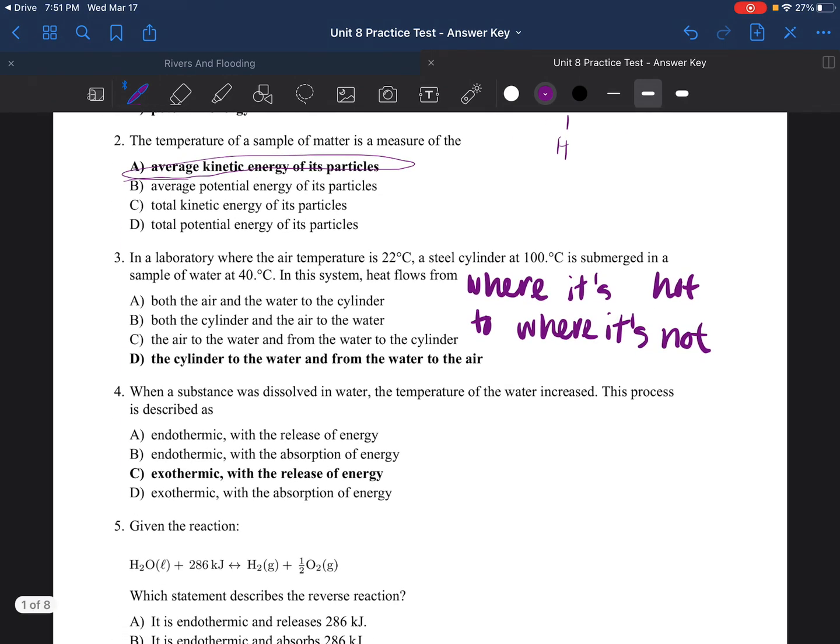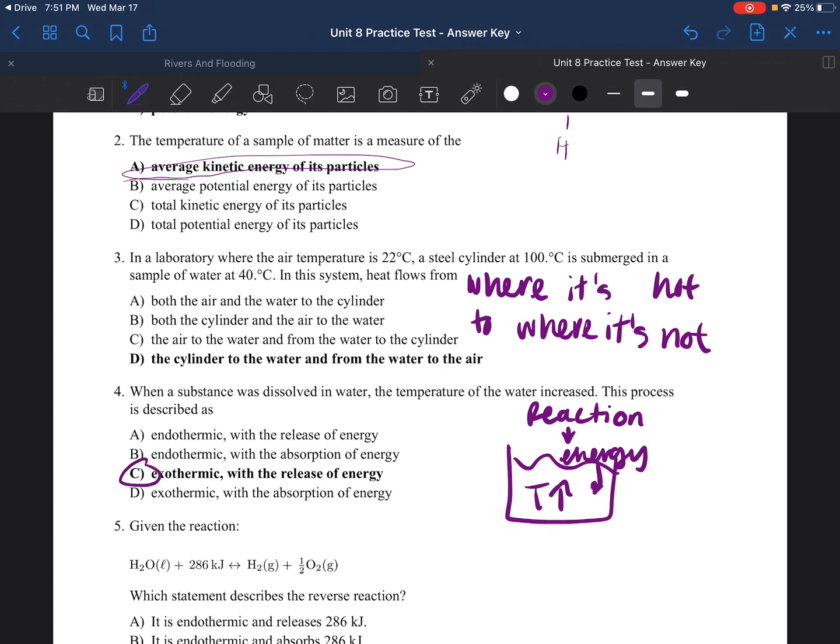Then when a substance is dissolved in water, the temp of the water increases. So this is described as exothermic. We use the water to measure the energy change. If the temp increases, that's because our reaction produced energy that then goes into the water that raises the temperature. So C, exothermic.